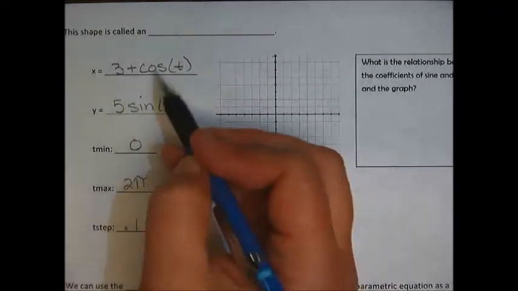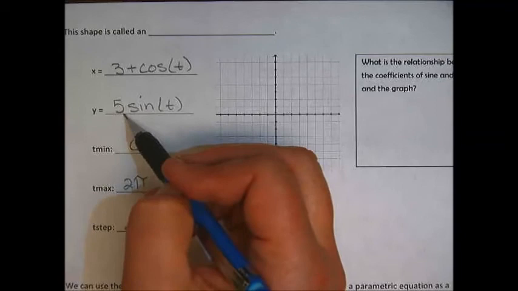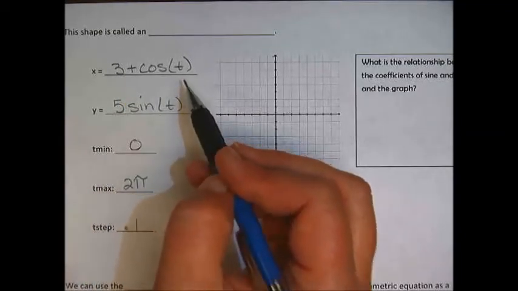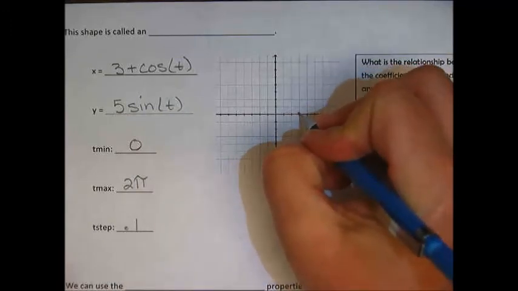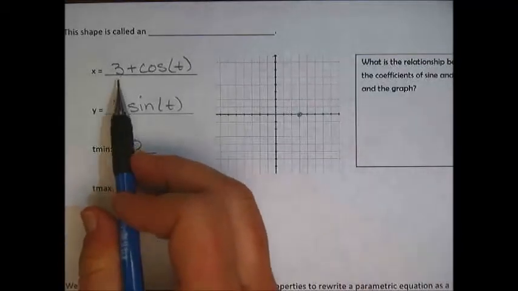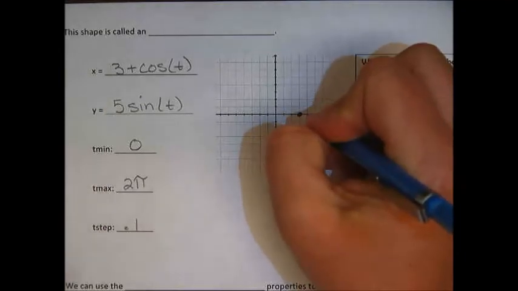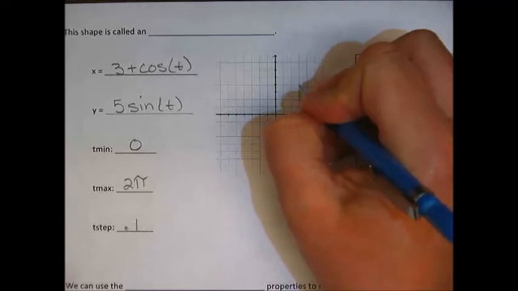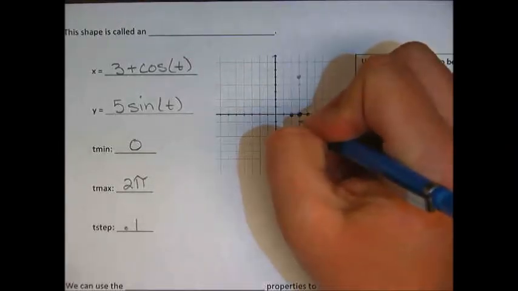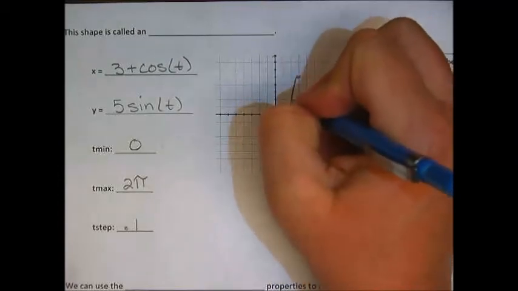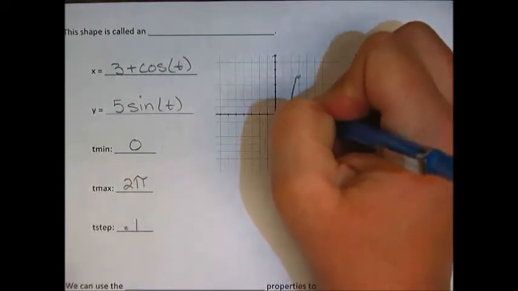So we know this would be a circle, but this 5 is going to stretch it in the y direction, and the 3 is going to slide it over in the x direction. So instead of being a unit circle with the center at 0, 0, this is going to have the center at 3, 0 because it's been moved 3 spaces over. And it will have a radius of 1 in the x direction. But instead of having a radius of 1 in the y direction, the radius is going to be 5. So this will make an ellipse.